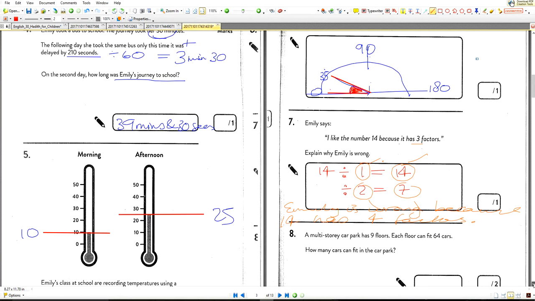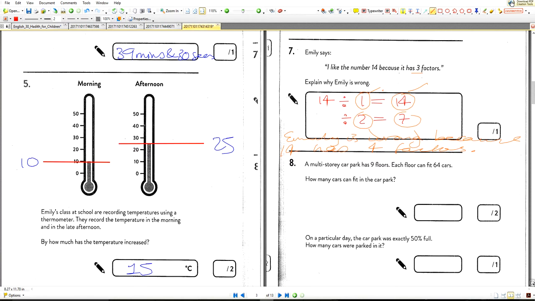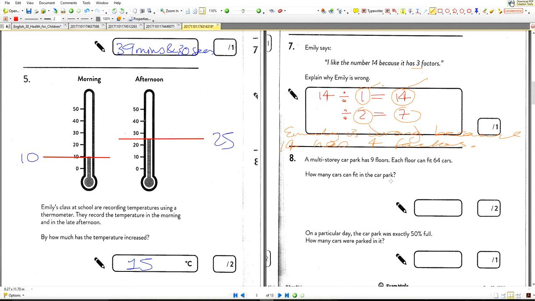Let's move on. Question number 8. A multi-story car park has 9 floors. Each floor can fit 64 cars. How many cars can fit in the car park? So we need to, oops, I'm on the wrong tool. I need to grab hold of my pencil and undo that. So we have 64 cars per floor. Times that by 9.